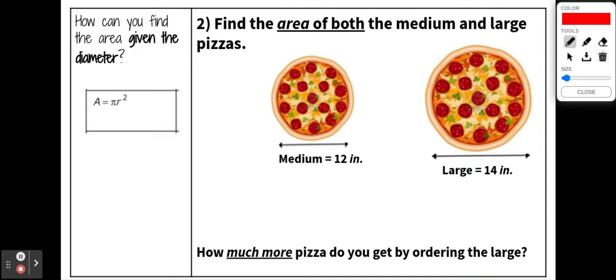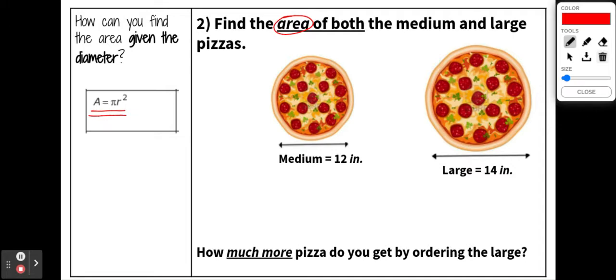When you order a medium pizza, it's a 12-inch pizza, which means that it has a diameter across the middle of 12 inches. A large pizza is always a 14-inch diameter. We're going to find the area of both of the pizzas. So remember our area formula over here, pi times radius squared.